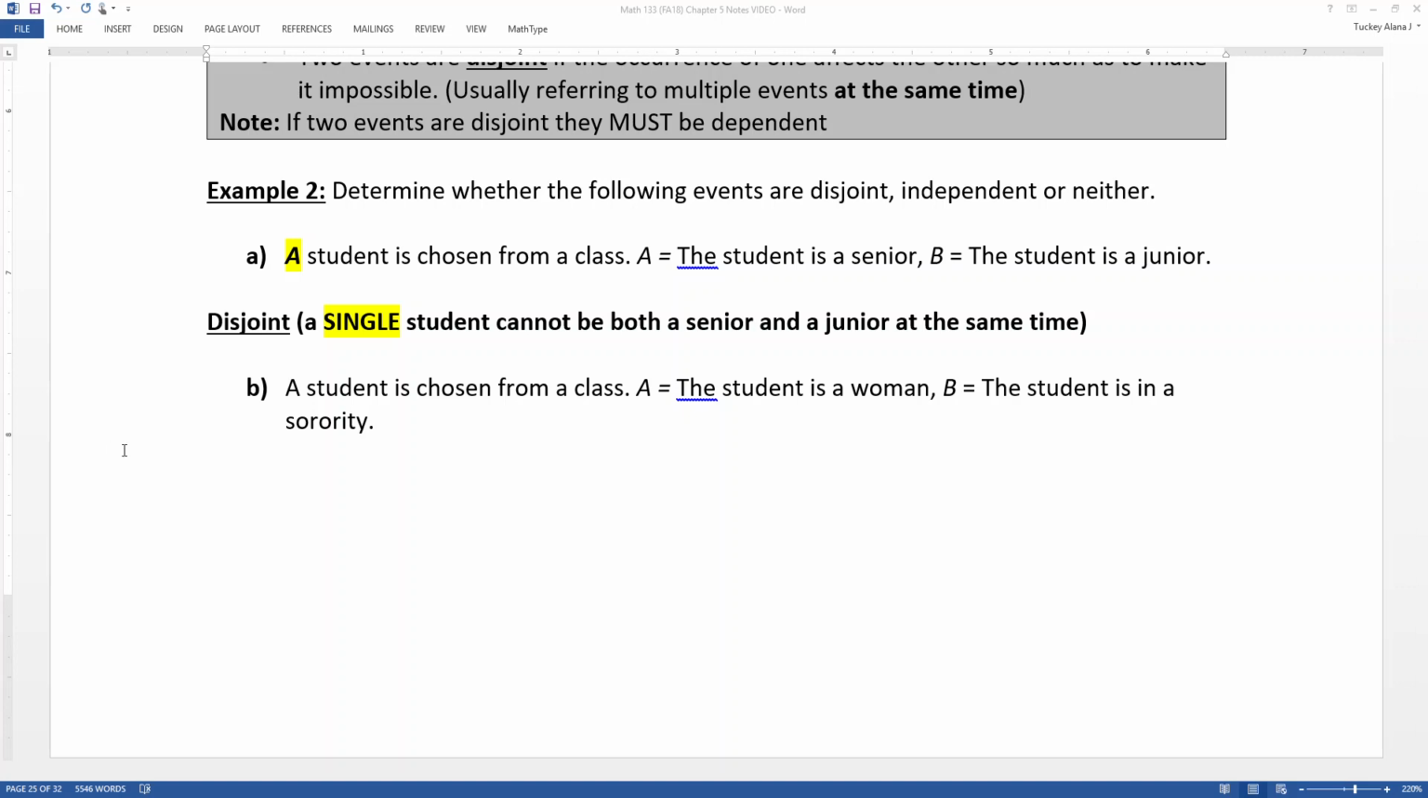Now, what about independent? Don't get into the idea of like she could be independent. She's an independent girl, she can do what she wants. That's not the same thing. We're not talking about psychological independence. We're talking about probabilistic independence. So if you look at a classroom full of students and you think, what are the chances they're in a sorority? Well, if you know they're a woman, then you know that the chances of them being in a sorority have gone up, obviously.